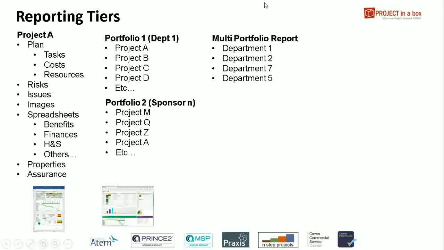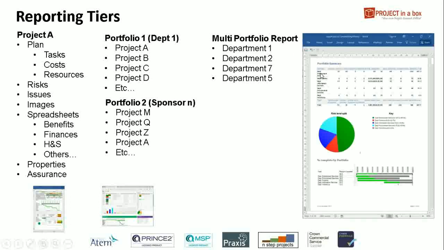So here we might have a multi-portfolio report of Department 1, Department 2, 7 and 5. They don't have to be in a particular logical order in the way that we've shown A, B, C, D. This would group together or bring the pre-grouped data from each of those portfolios, and then roll them up again to the top level. And again, you can choose what you might switch on in terms of statistics and timelines and risks and issues and all those other things.